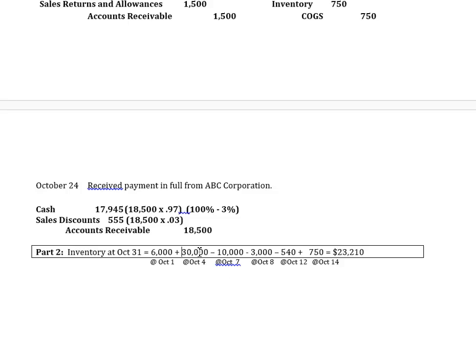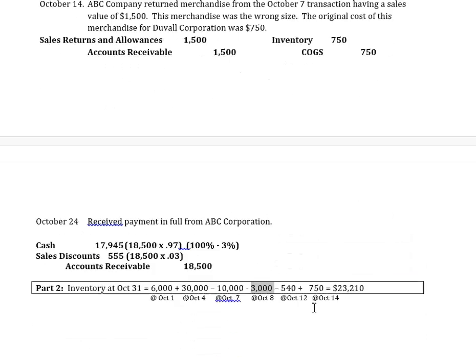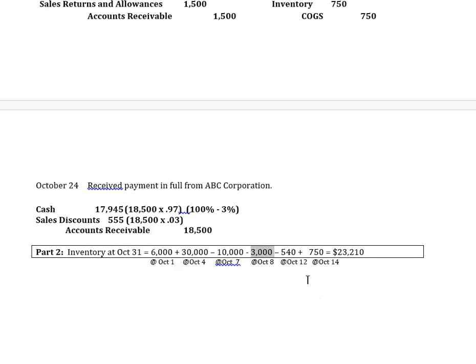We had our purchase, right? But we also had what we sold to our customer less the amount that we returned to Hoyt, less our purchase discount that we took, plus the amount of inventory that we restocked when our customer ABC Company returned inventory because it was the wrong size. So this gives us ending inventory of $23,210.